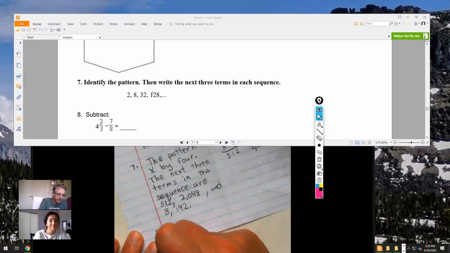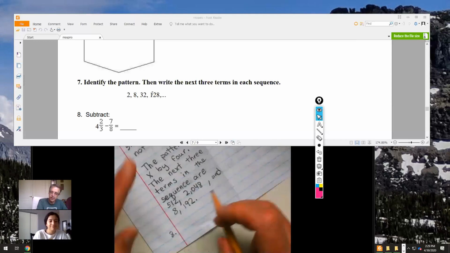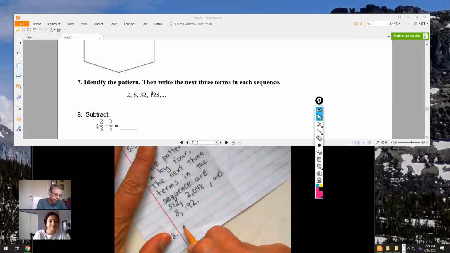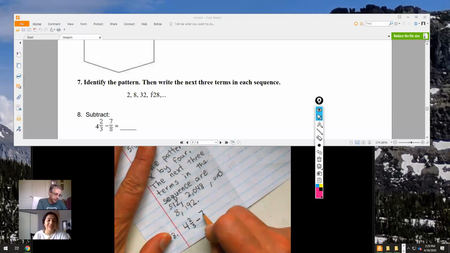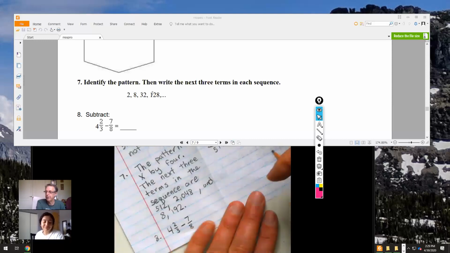I think we might have enough room here because we're not going to be writing a lot of words. We're just going to be taking 4 2/3 minus 7/8, subtracting eighths. All right, Ms. Garcia, what do we do?